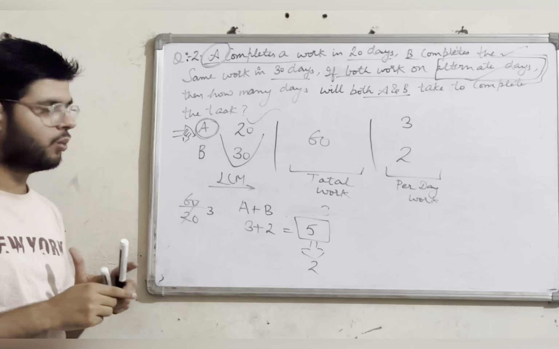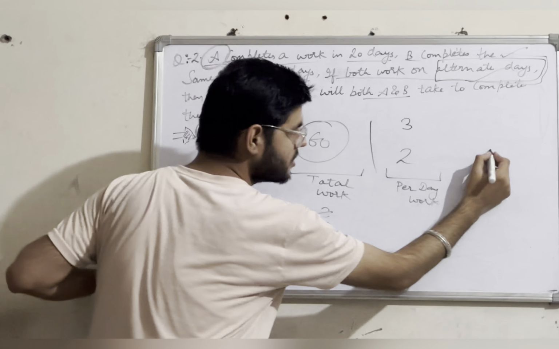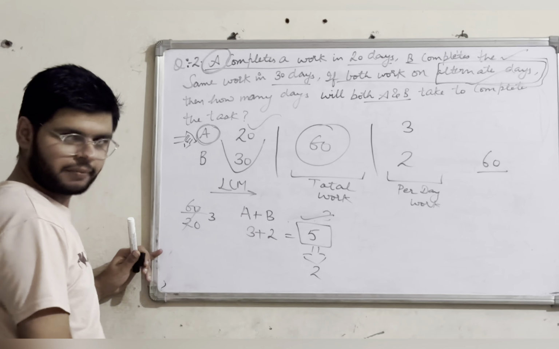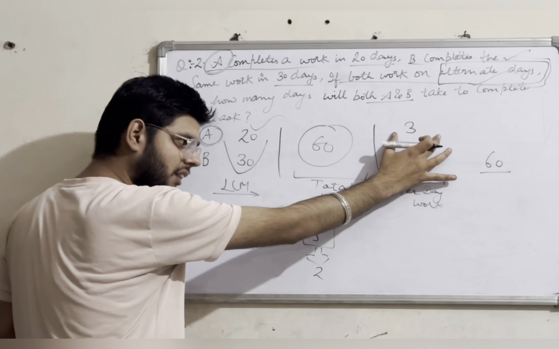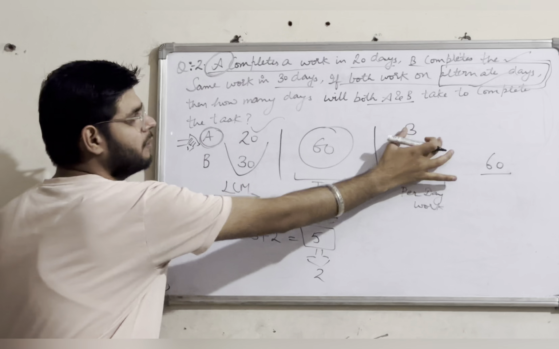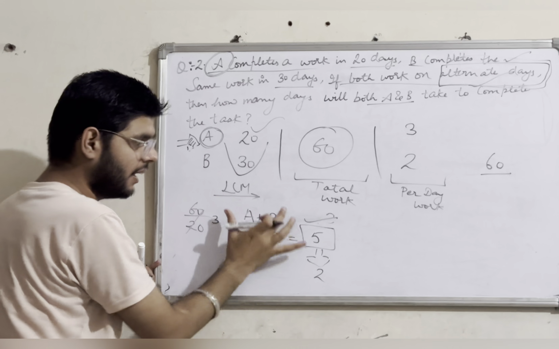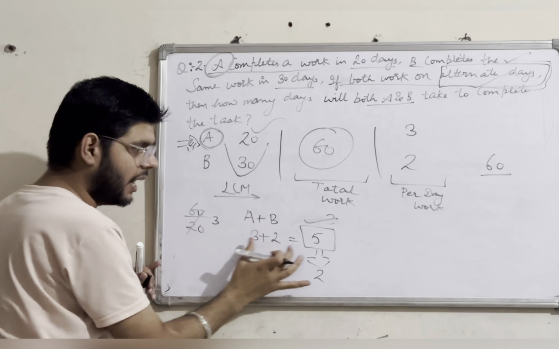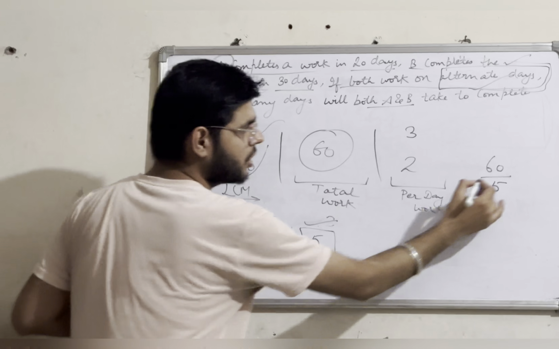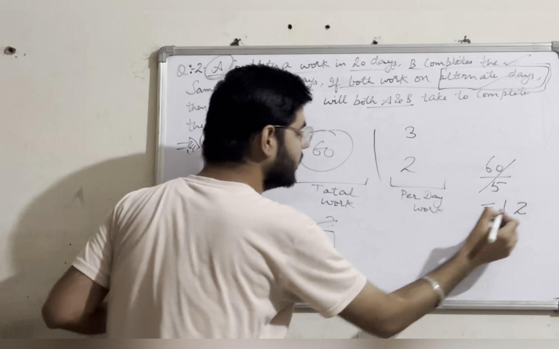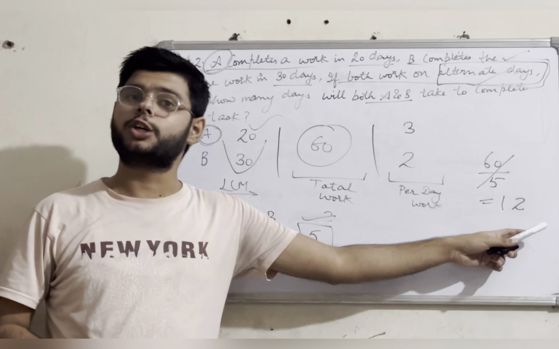Now we have to divide the total work by this value. The total work was 60, and A and B together do 5 units in 2 days. So 60 divided by 5 is 12. So the total number of days taken by A and B to complete the work is 12 such two-day cycles.